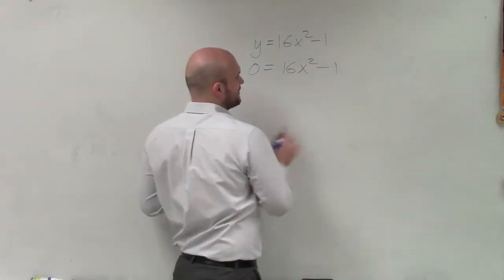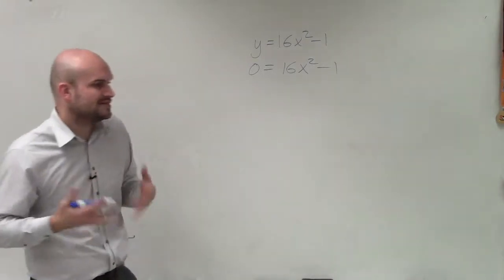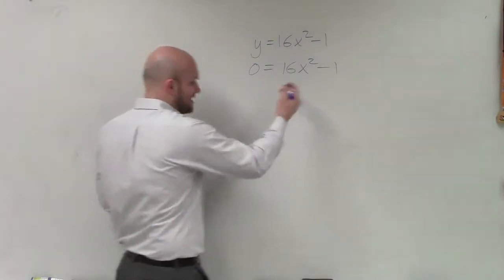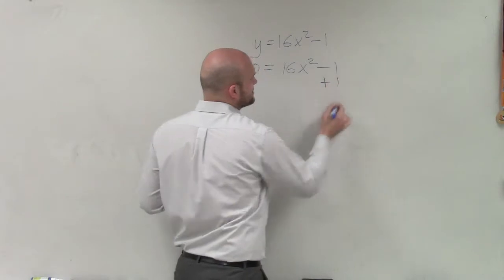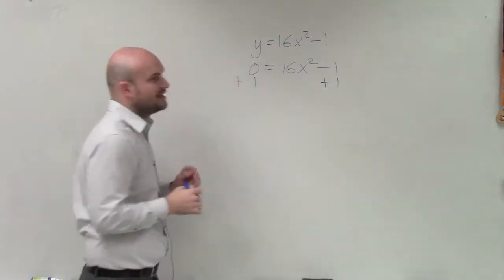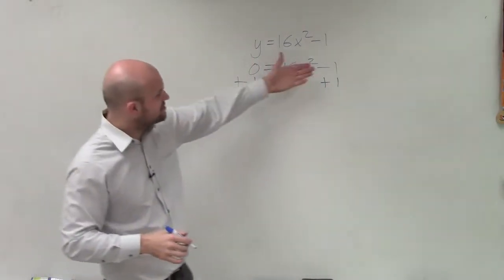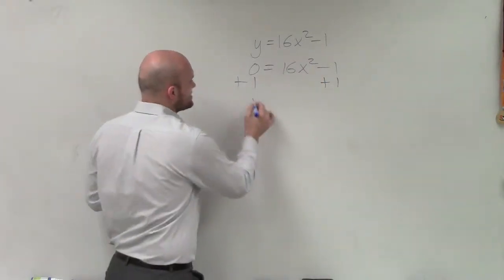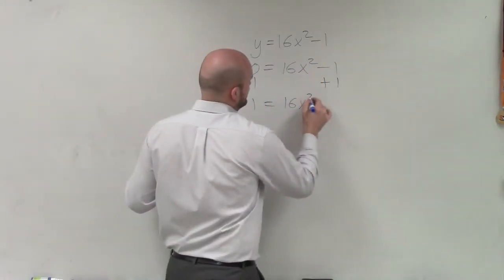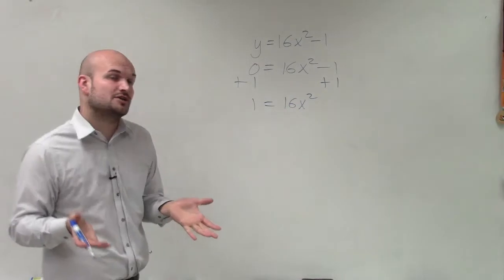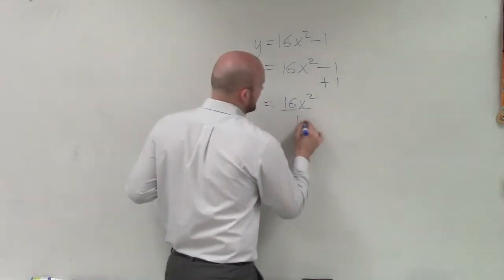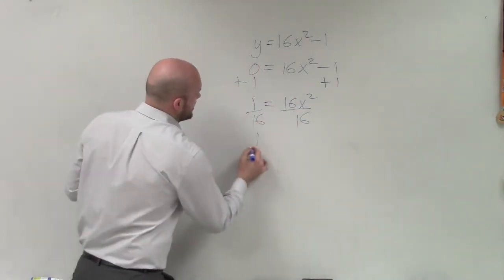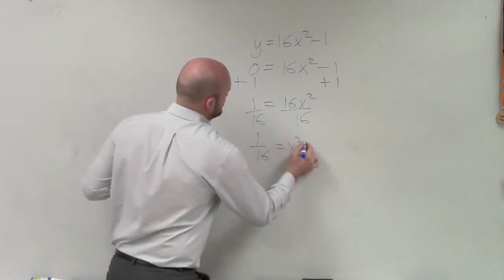So now to solve this by using the square root method, we're using our inverse operation. If I have 16x squared minus 1, the first thing I want to do is undo addition and subtraction to my variable. Since my variable is being subtracted by 1, I add a 1 on both sides. And now I have 1 equals 16x squared. Now the next thing I want to do is undo multiplication and division. So I'll divide by 16 on both sides. So now I have 1 over 16 equals x squared.